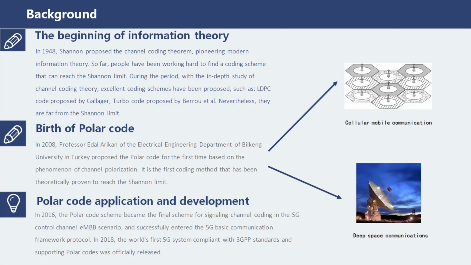And in 2016, the polar code became the final plan for signaling channel coding in the 5G control channel eMBB scenario and successfully entered the 5G basic communication framework protocol. In 2018, the world's first 5G system compliant with 3GPP standards and supporting protocols was officially released.